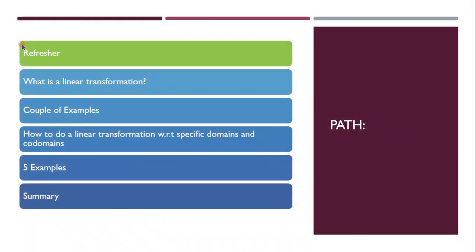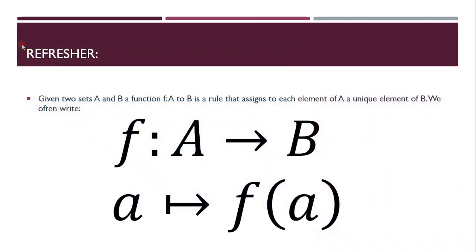So this will be the path that we're going to follow. I'm going to go through some refreshers, some basics that you need to know to understand the rest of the video: what a linear transformation is, some examples, how to do a linear transformation with respect to specific domains and codomains, then 5 examples so it stays in your brain, and then a summary.